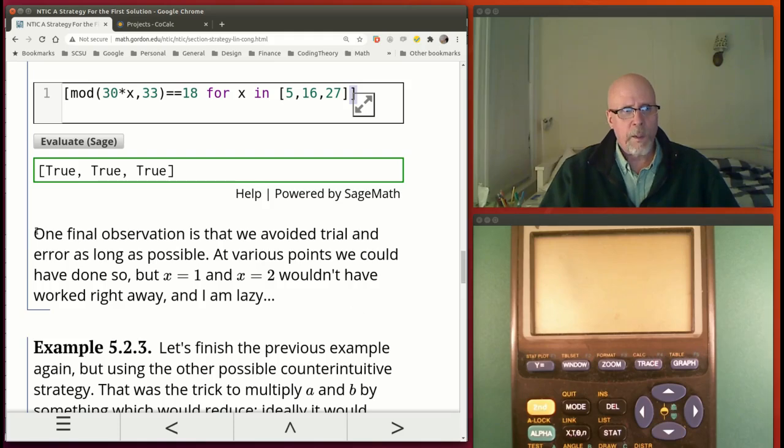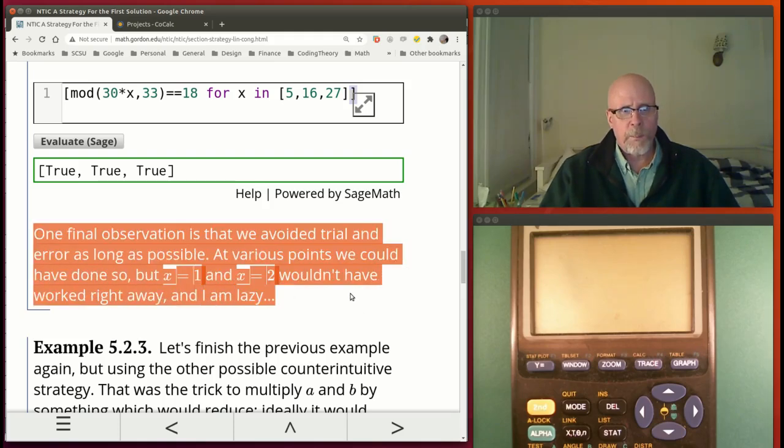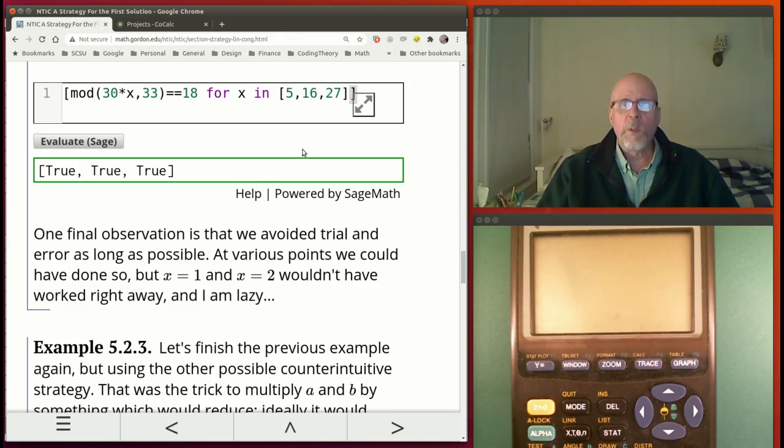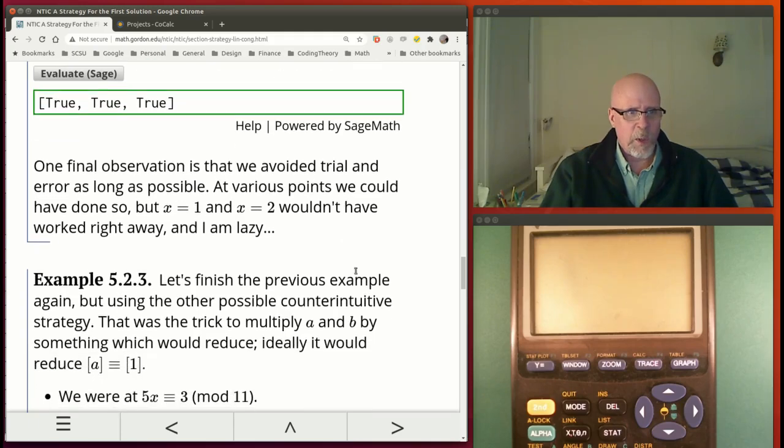That's a funny final observation. There were a couple of places where we could have just done trial and error, but x equals 1 and x equals 2 were never the ones that worked in any of those. So he says he's lazy. I think he's put a lot of work in.